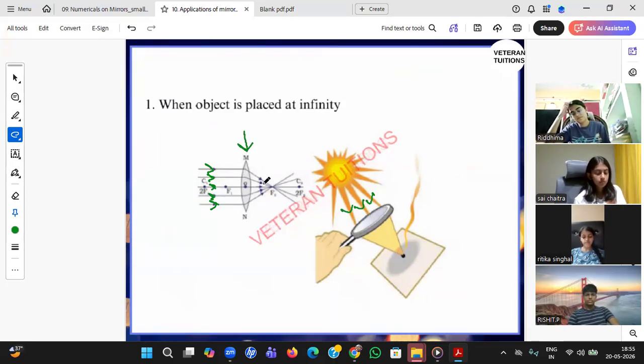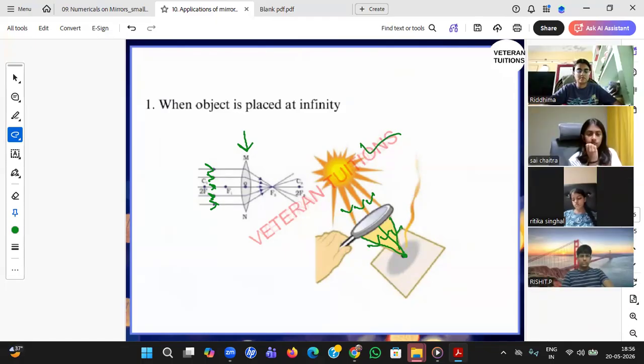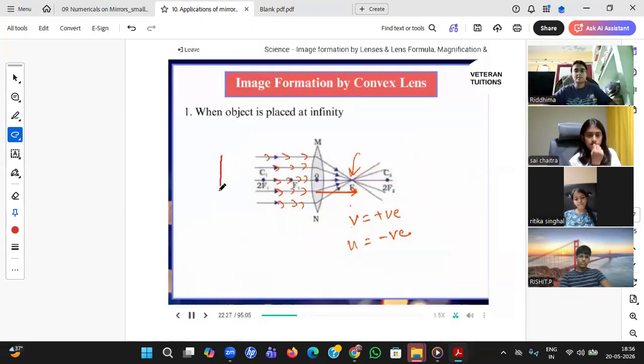And what does it do? It will converge at one particular point. So all the sun rays are summing up at one point. So now students, if you keep a paper, all the intensity is concentrated at one particular position, and that paper will burn. If you keep your hand, it will be burned. So this is a classical example of case number 1 of a convex lens. Okay, Ritika, understood, beta? Yes, sir.